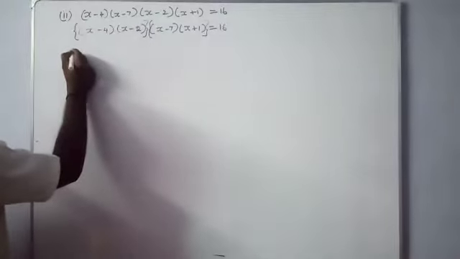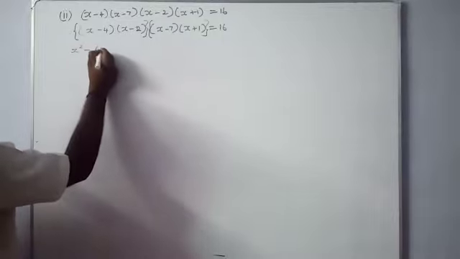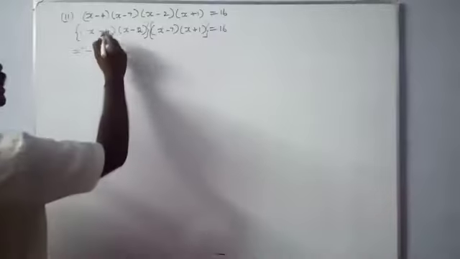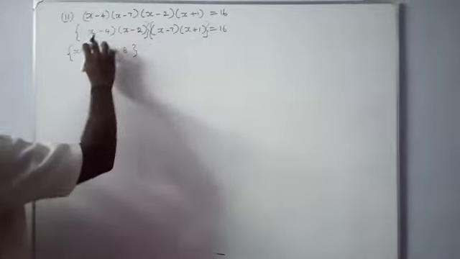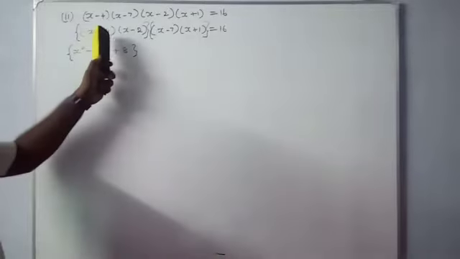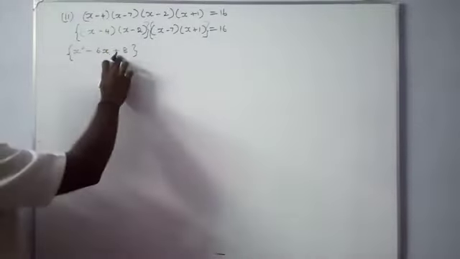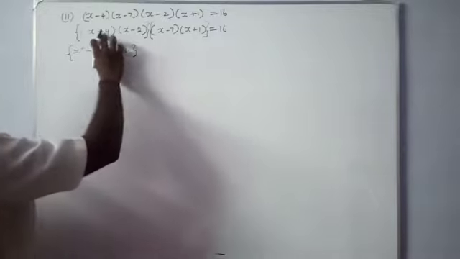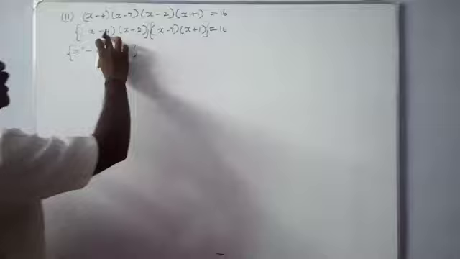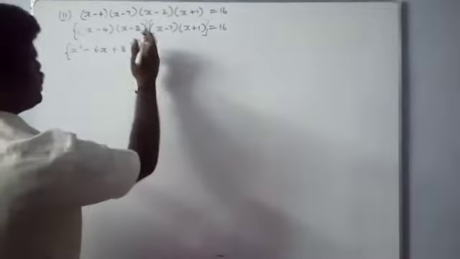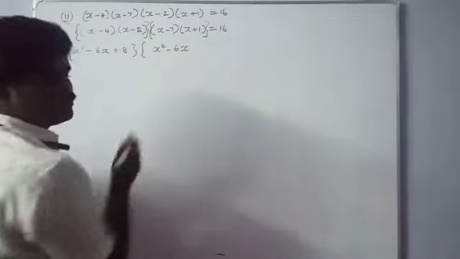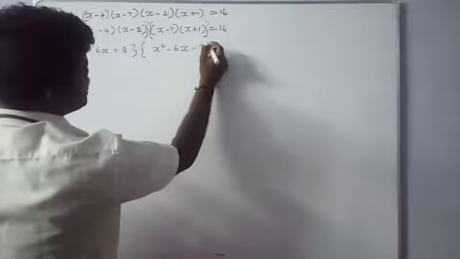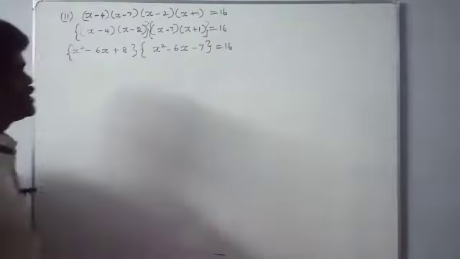Separate these two factors. Here we want to find the factor: x² − 6x, the sum of the roots, and the product of the roots means plus 8. So we can write it directly by multiplication. What is the sum of the roots? −6, and the product of the roots means plus 8. Here also x², what is the sum of the roots? −6x, and the product of the roots is −7, which is equal to 16.